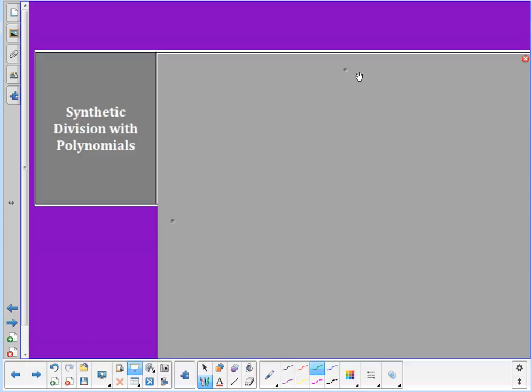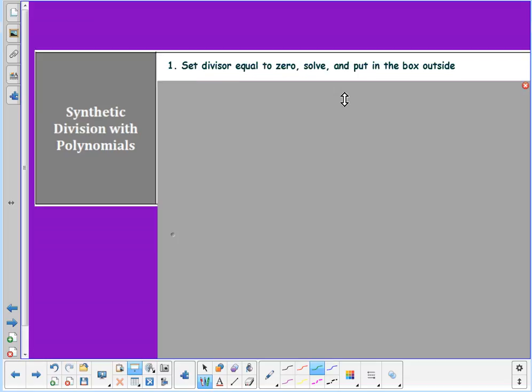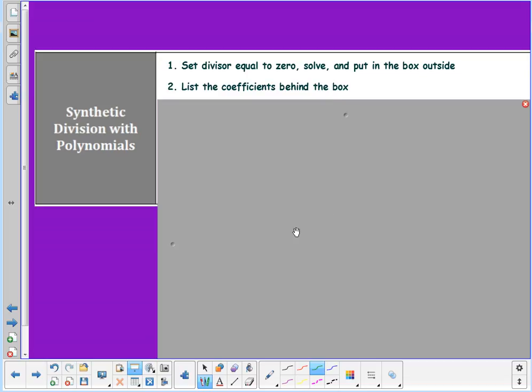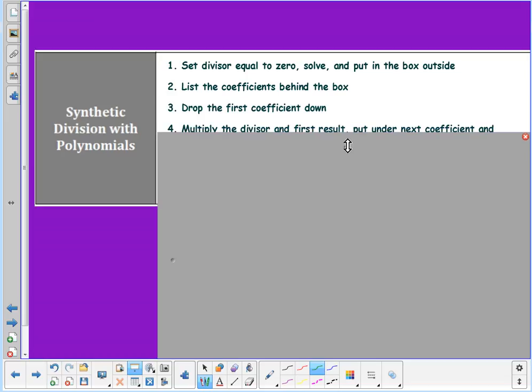Here are our steps. For synthetic division, we start by setting the divisor equal to 0, solving, and then putting that in the box. So take the bottom, set it equal to 0, and solve. Then the next thing, we need to list the coefficients behind the box. So we just put those coefficients, including the constant, in order behind the box.